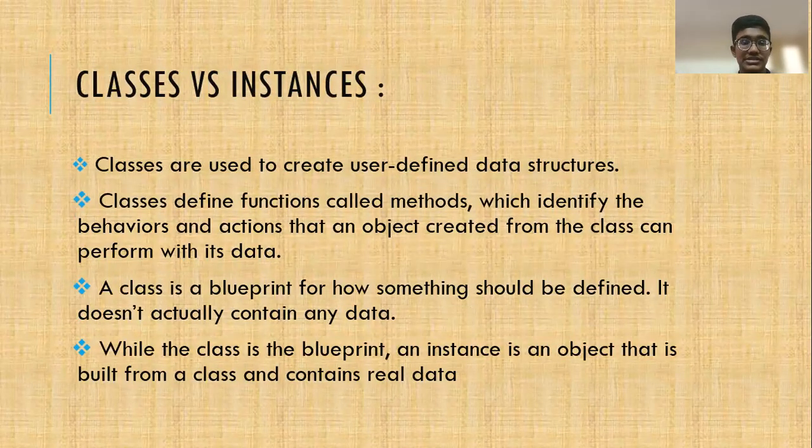Classes versus instances. Classes are used to create user-defined data structures. Classes define functions called methods, which identify the behaviors and actions that an object created from the class can perform with its data. A class is a blueprint for how something should be defined. It doesn't actually contain any data. While the class is the blueprint, an instance is an object that is built from a class and contains real data.